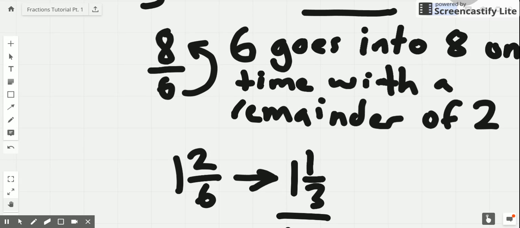If you wrote it as 1 and 2 over 6 on a test, for example, you might get marked down a few points. So you want to remember to simplify your fraction to its simplest form. And that's simply, right here, one step: dividing them by 2. Now, this can get very complicated once you get into bigger numbers and bigger fractions, but it's the same principle, and it just takes a few more steps.